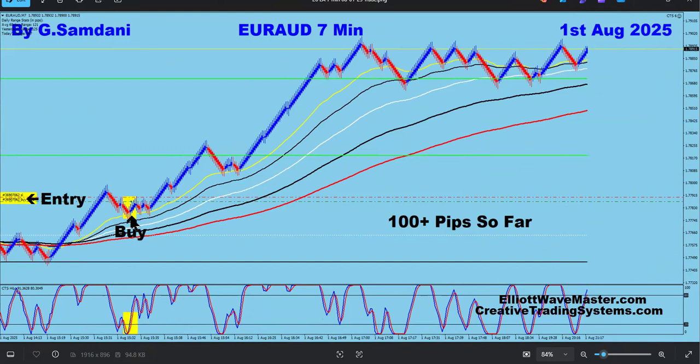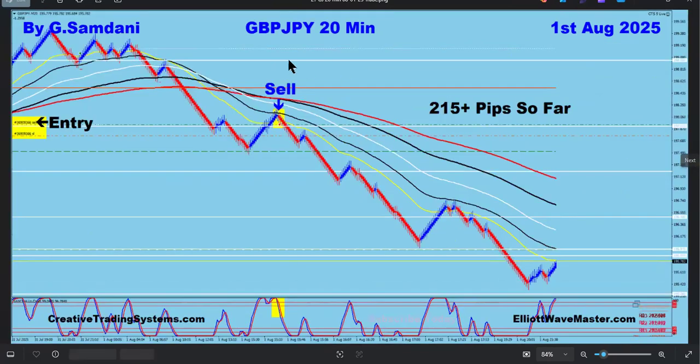Euro Aussie went up from here. You see this from the 7-minute entry all the way to the upside here. The 7-minute chart looks big, but it's the 7-minute chart, so it's only 100 pip here. Right now, pound yen from the 20-minute chart. We saw earlier this one, and then look from the 20-minute chart, 215 pip. This baby went down big time. So these are like 23, 24 trades this week.